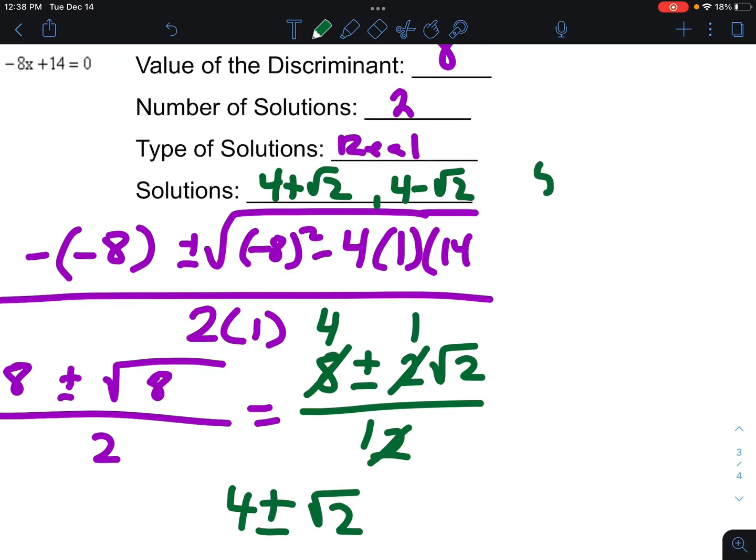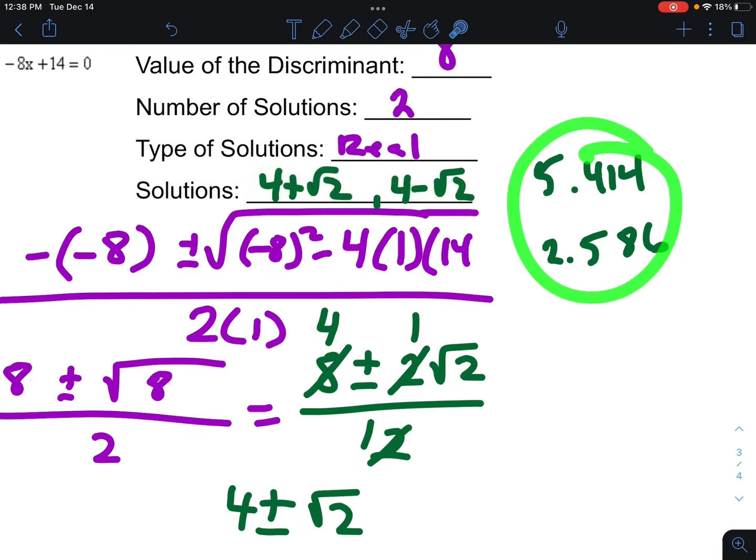And that gives you about 5.414. And then we would do 4 minus the square root of 2, which gives us about 2.586 if we were going to approximate. Okay, so the difference between exact and approximations. All right, just plugging the numbers in the calculator.